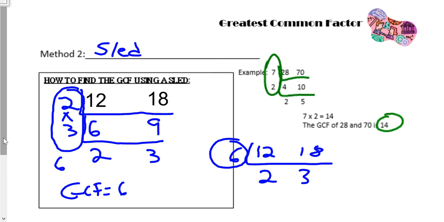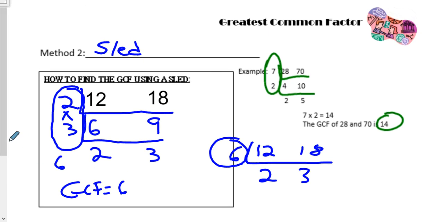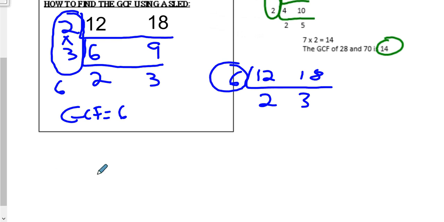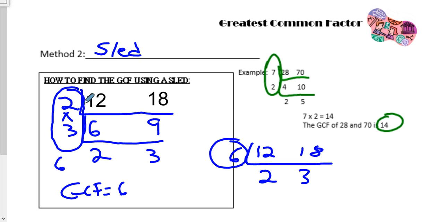Okay, your homework tonight was to finish off the 3 questions at the bottom. I must have cut them off the slide, but there's 3 questions down here at the bottom, and you're to find the GCF. I don't care which method you use. You can either use a SLED or the list. It doesn't matter. Your job is to find the GCF of those 3 questions at the bottom of the page.